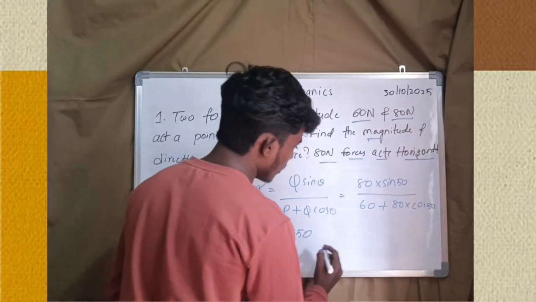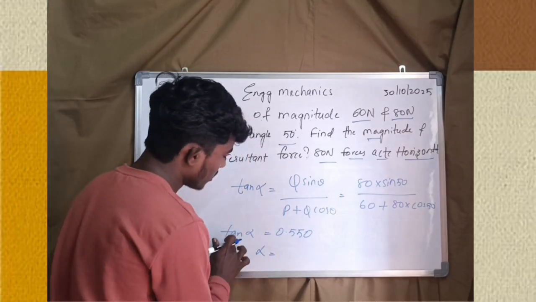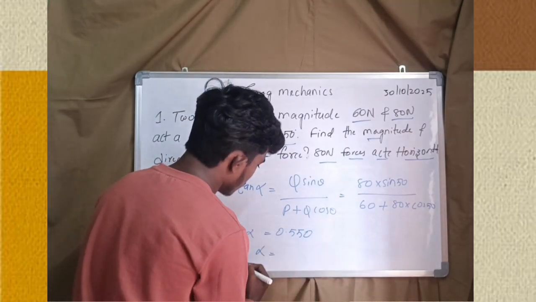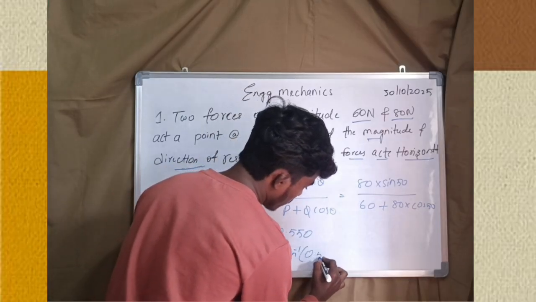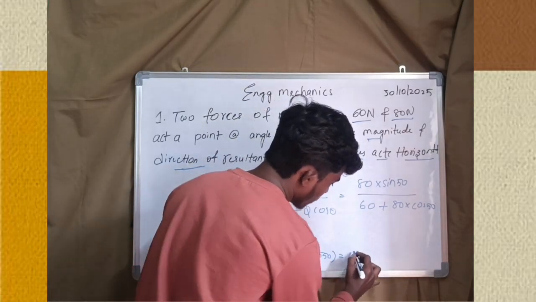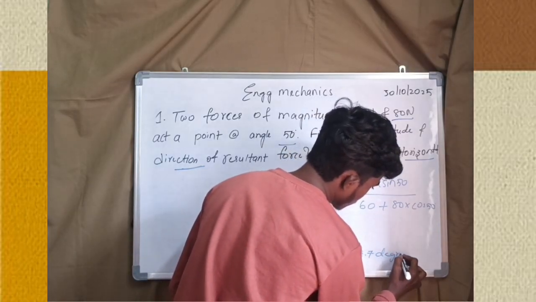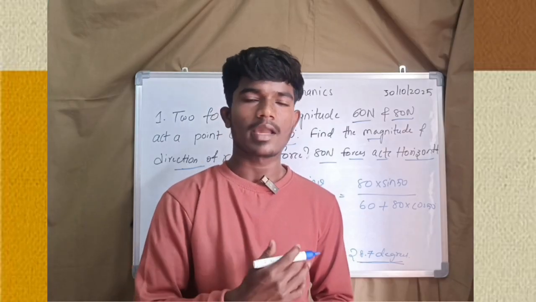We need to calculate alpha, so we are transferring tan from this side to this side. Alpha equal to tan inverse of 0.550, we get 28.7 degrees. Magnitude and direction of resultant of forces are calculated.